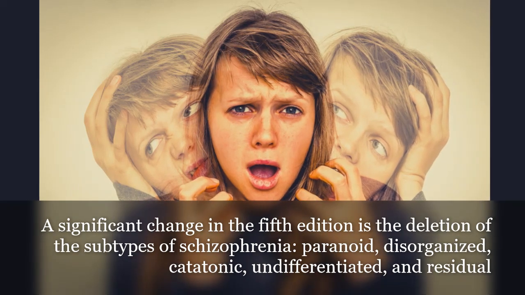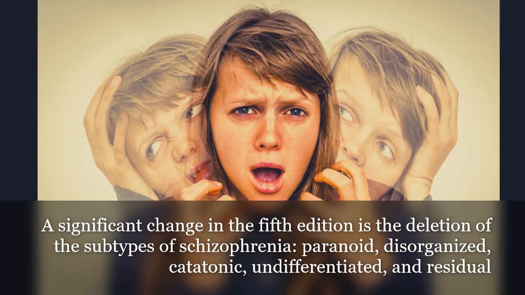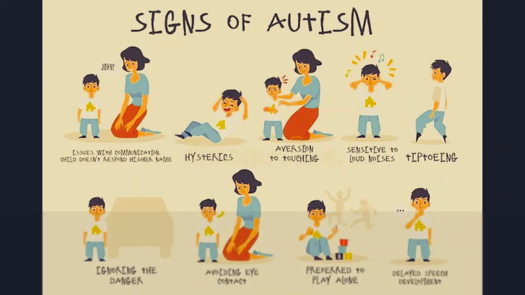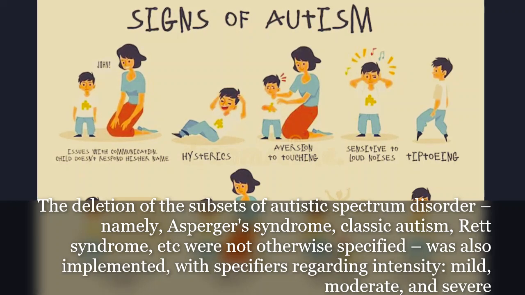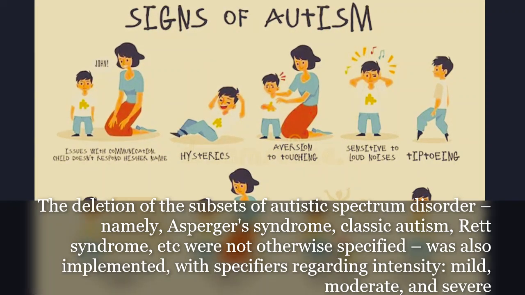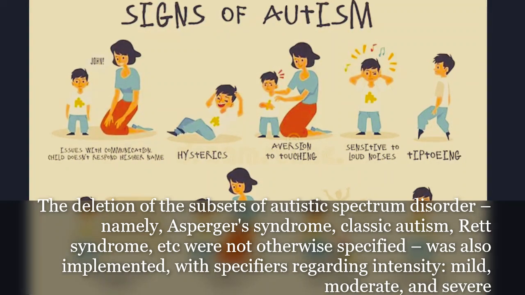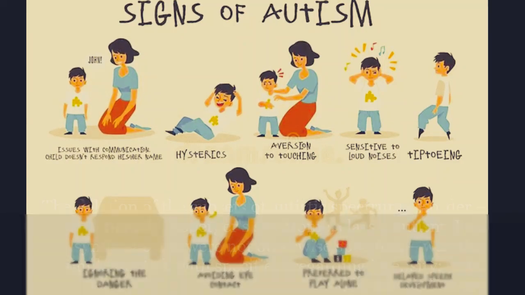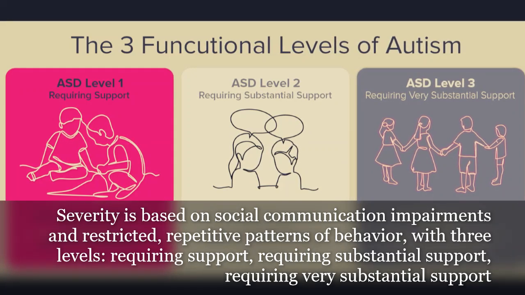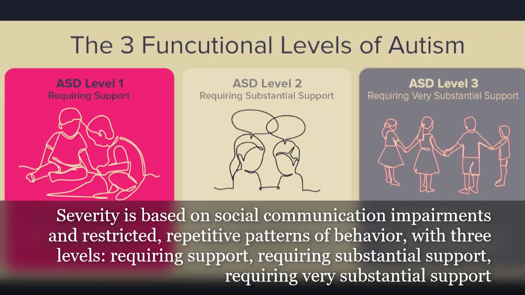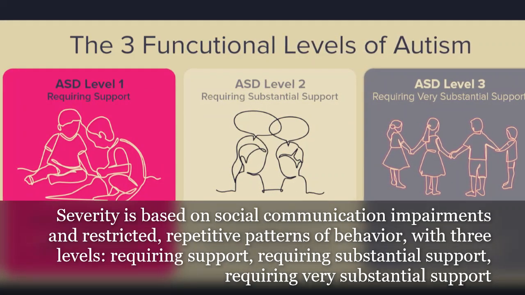A significant change in the 5th edition is the deletion of the subtypes of schizophrenia: paranoid, disorganized, catatonic, undifferentiated, and residual. The subtypes of autism spectrum disorder, namely Asperger's syndrome, classic autism, Rett syndrome, and pervasive developmental disorder not otherwise specified, were also deleted, and specifiers regarding intensity like mild, moderate, and severe were implemented. Severity is based on social communication impairments and restricted repetitive patterns of behavior, with three levels: requiring support, requiring substantial support, and requiring very substantial support.